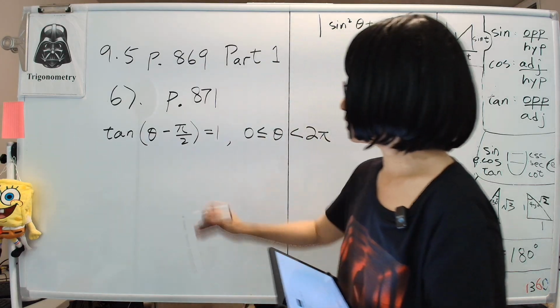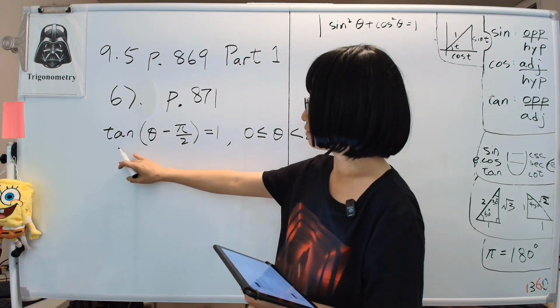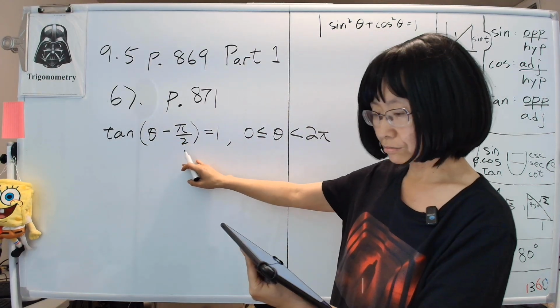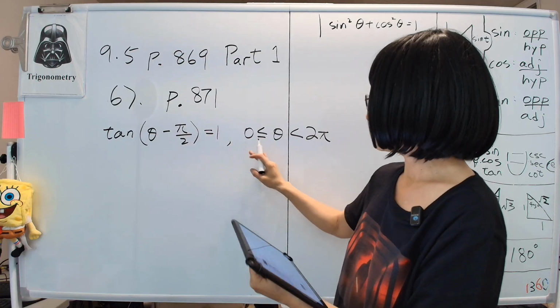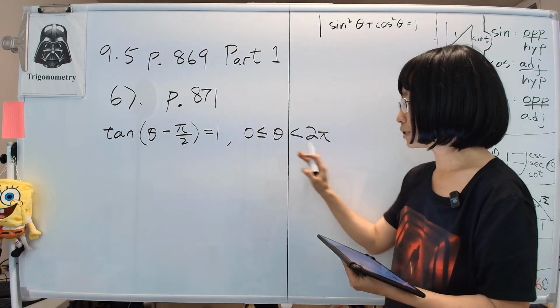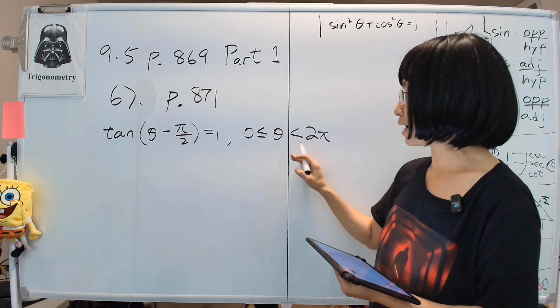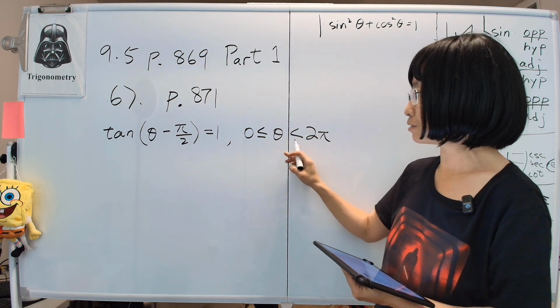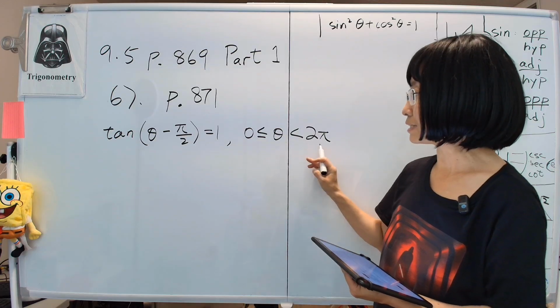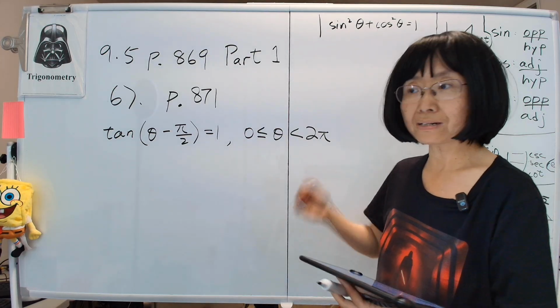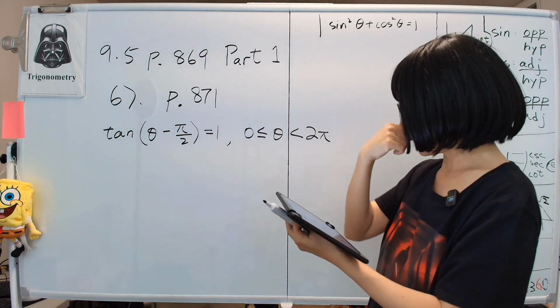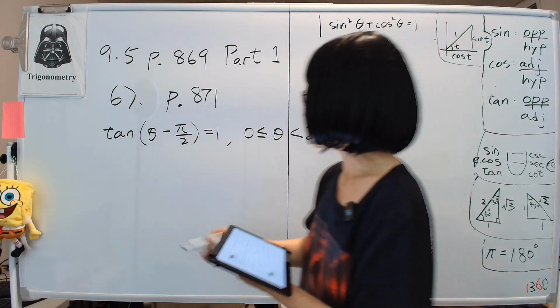Next, let's consider example 6, where we have tangent of theta minus pi over 2 equal to 1, with theta between 0 and 2 pi. In other words, if your answer turns out to be theta equals 2 pi, you throw it away, because we only care about theta that's less than 2 pi. If it's 2 pi or bigger, forget that. So let's figure out what that is.